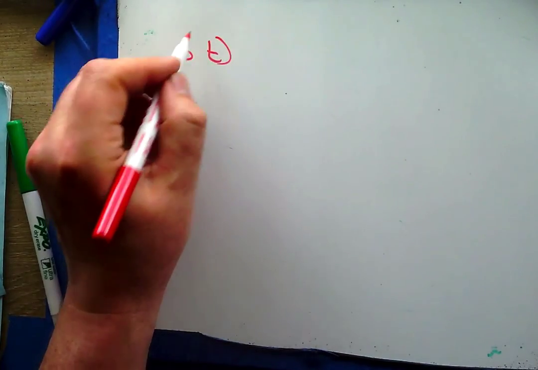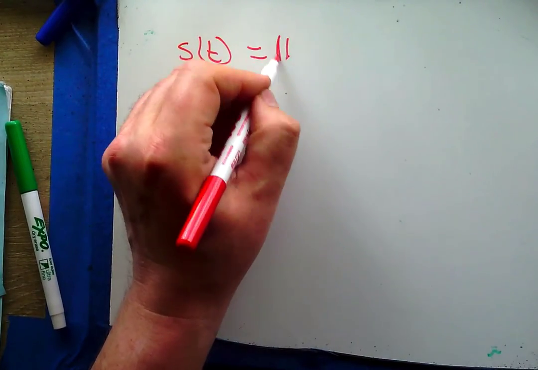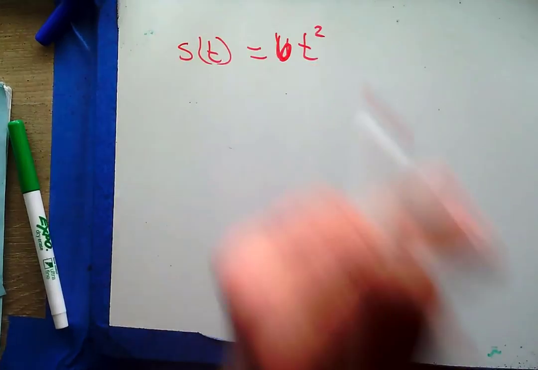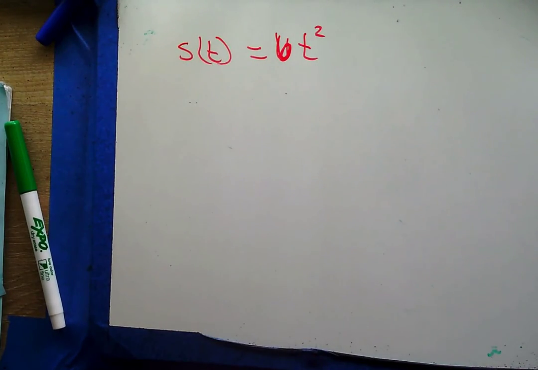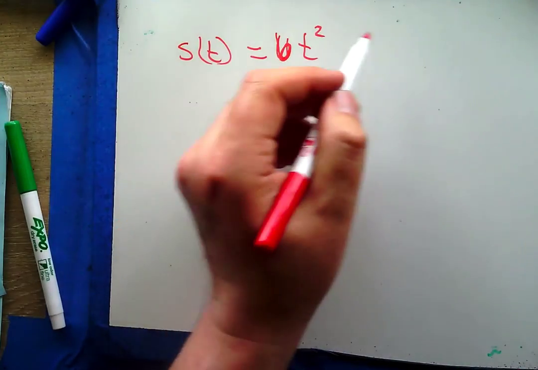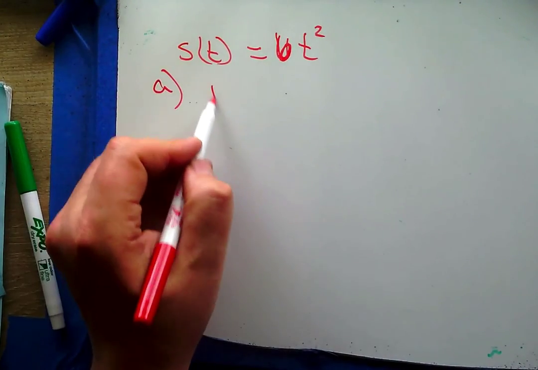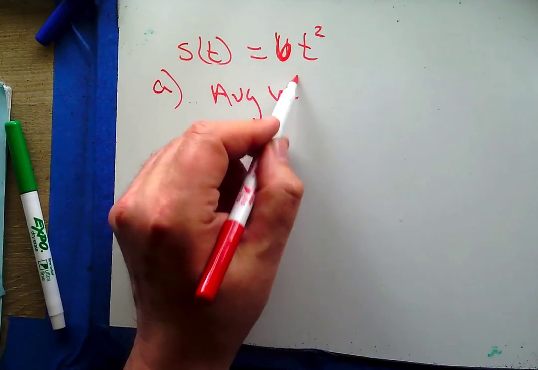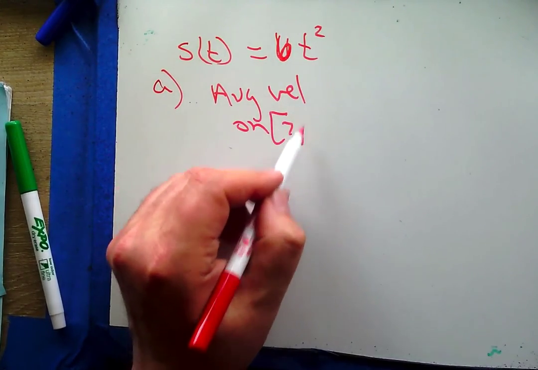All right, and then finally problem number 11. A particle moves in one direction on a straight line, given by s of t equals 6t squared feet from the origin. Find the average velocity on 2 to 4.